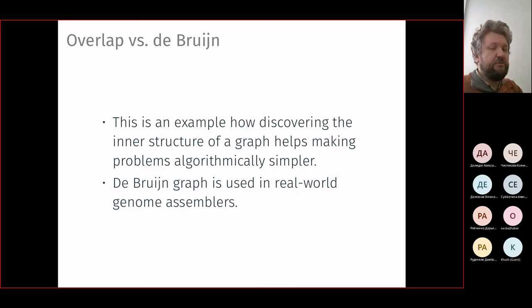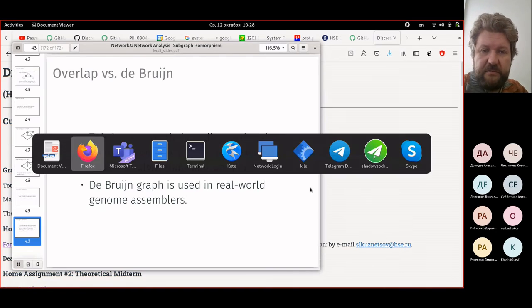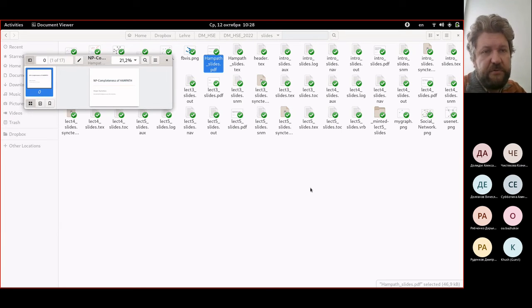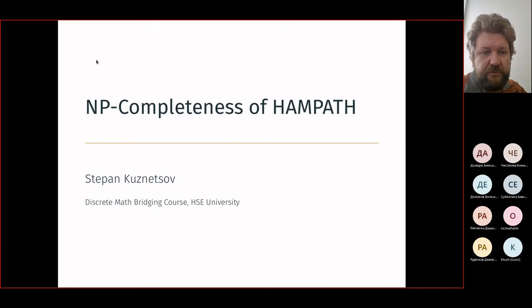So we still have some time, so maybe we can spend it on the proof of NP hardness of Hamiltonian path. If there are questions, you are welcome to ask them. So this is a specific set of slides. They are additional. We will not run any sort of exam on them, so don't worry. It's just for you to see how it works.